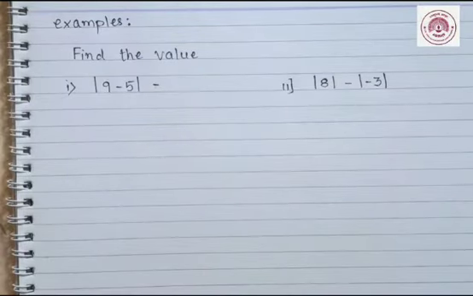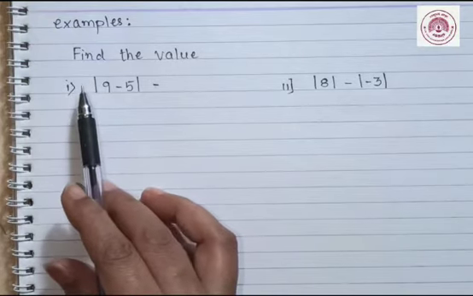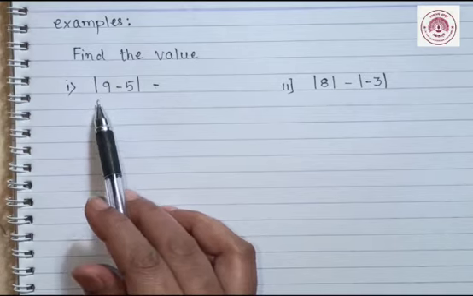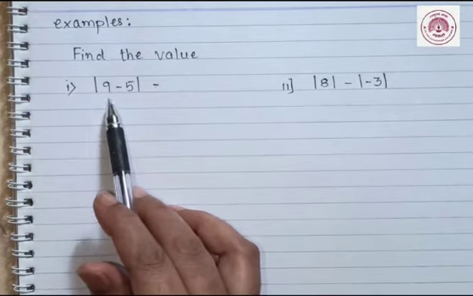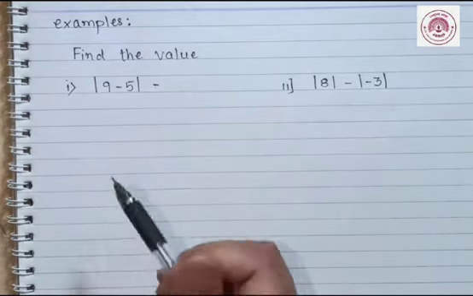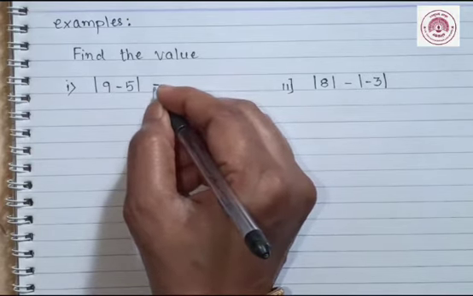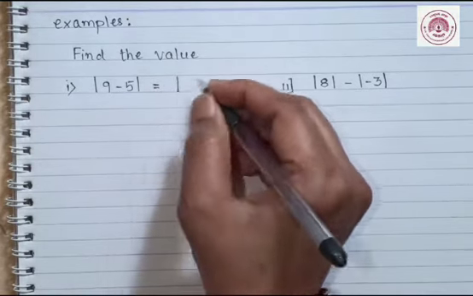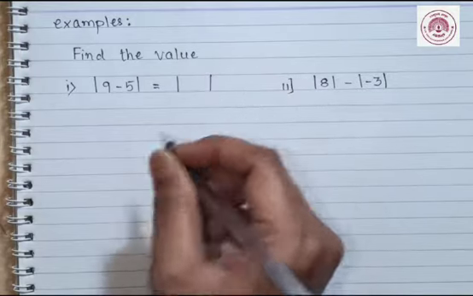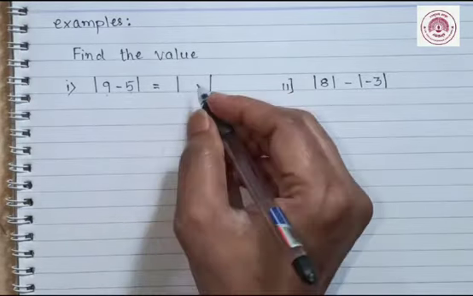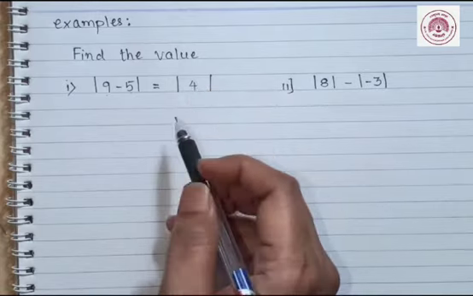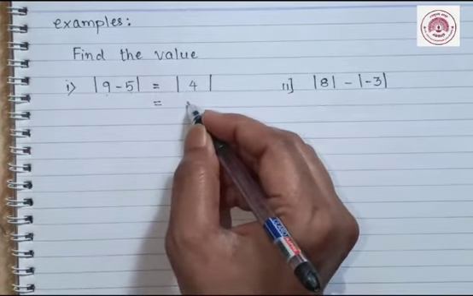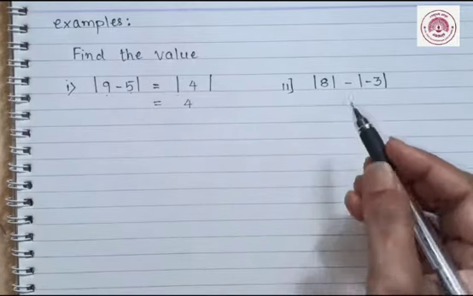Let's see few examples. The first example is: find the value of modulus of 9 minus 5. Here we'll first find the difference. So this is equal to modulus sign, which we write as it is, 9 minus 5 is 4. Now the modulus of 4 is equal to 4.